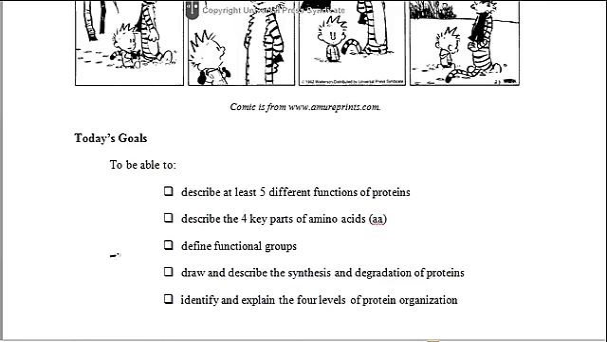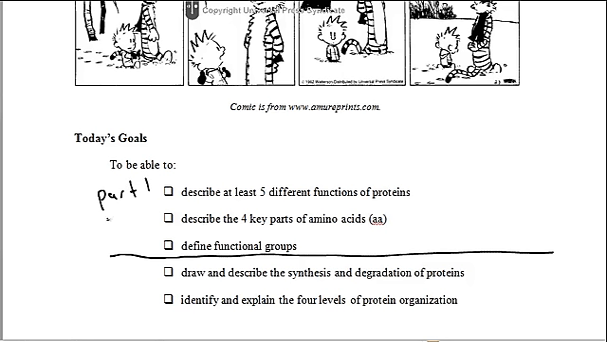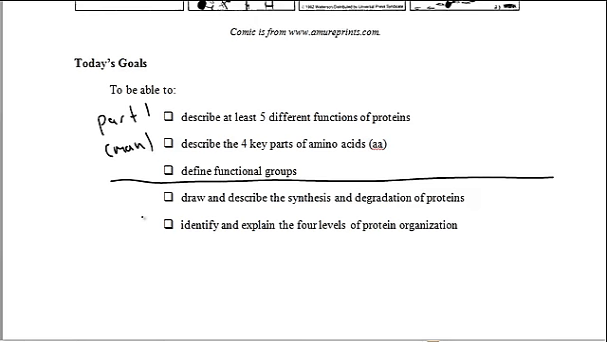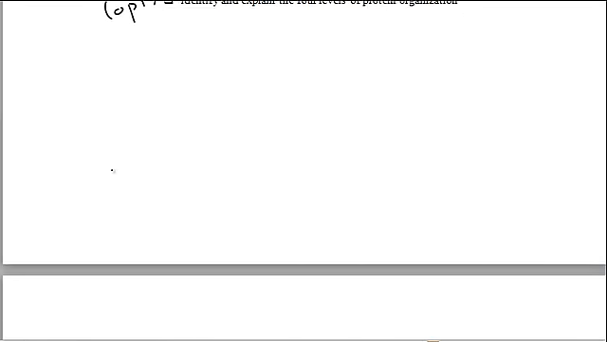We'll do the first 3 in part 1 of the video, which is mandatory to watch, and we will do the second 2 in class or part 2 of the video, which is optional to watch, unless of course you were away, in which case you should watch it. So let's start with what is a protein.